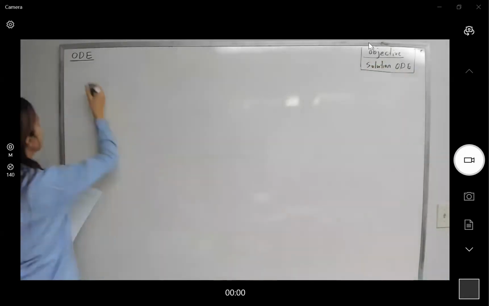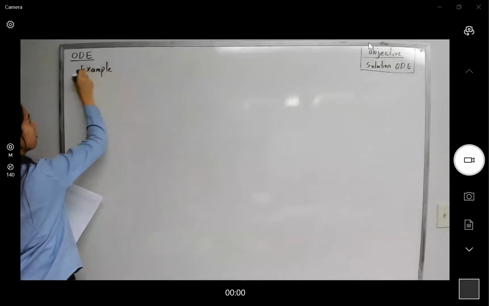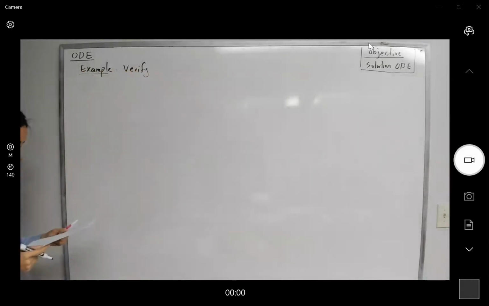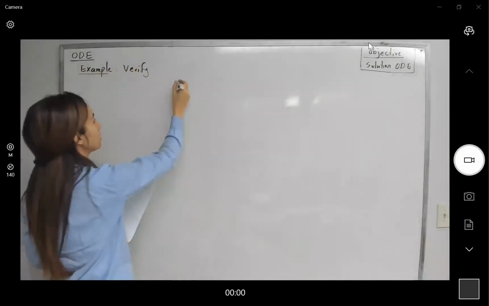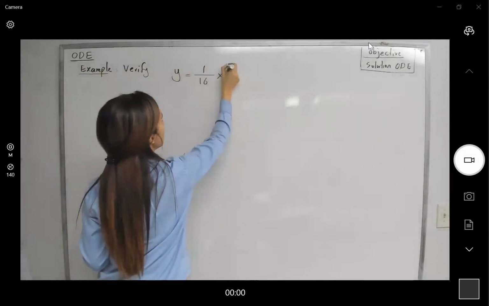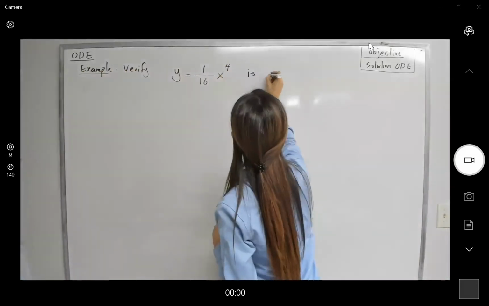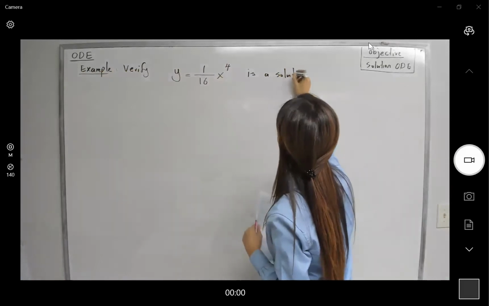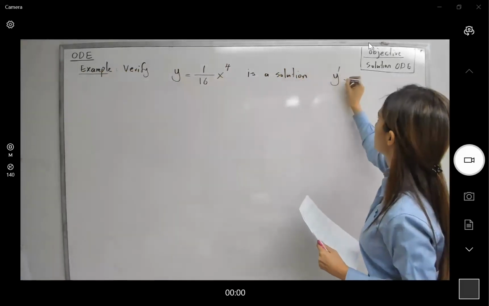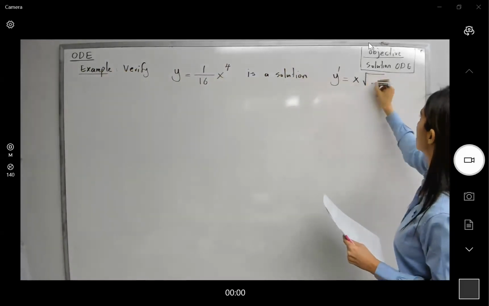In this example, the question says, verify that if y equals 1/16 x to the 4th is a solution to the differential equation y prime equals x times square root of y.